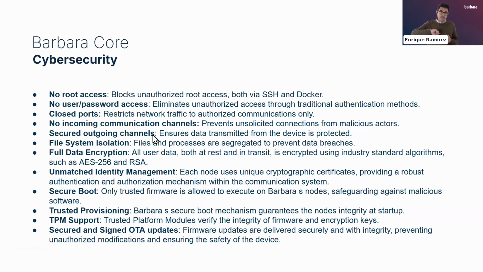All the outgoing channels we have in the control plane are obviously secure using certificates per device, different certificates per device, and so on. Then we have file system isolation. Files and processes are segregated to prevent data breaches. We have full data encryption. All the data included in the Barbara node is encrypted using standard algorithms. Okay, we have a matched identity management.